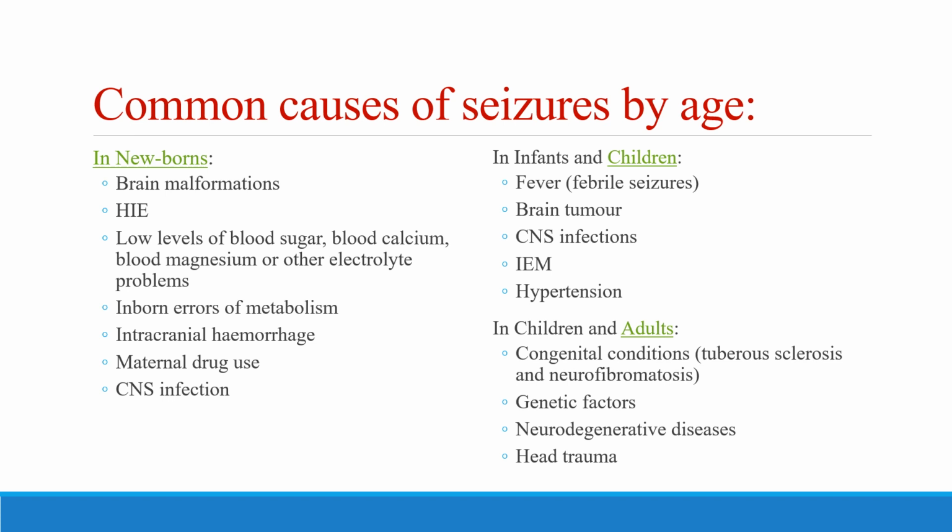While in infants and younger children, common causes of seizures include fever, which includes febrile seizures, brain tumor, CNS infections, inborn errors of metabolism, and hypertension. In older children and adults, causes of seizures include congenital conditions such as tuberous sclerosis and neurofibromatosis, genetic factors, neurodegenerative diseases, and head trauma.